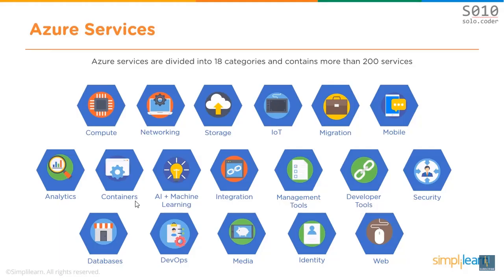Now, let's talk about Azure services. Azure services have 18 categories and more than 200 services. So we clearly can't go through all of them. It has services that cover compute, AI and machine learning, integration, management tools, identity, DevOps, web, and so much more. You're going to have a hard time trying to find a domain that Azure doesn't cover. And if it doesn't cover it now, you can be certain they're working on it as we speak.